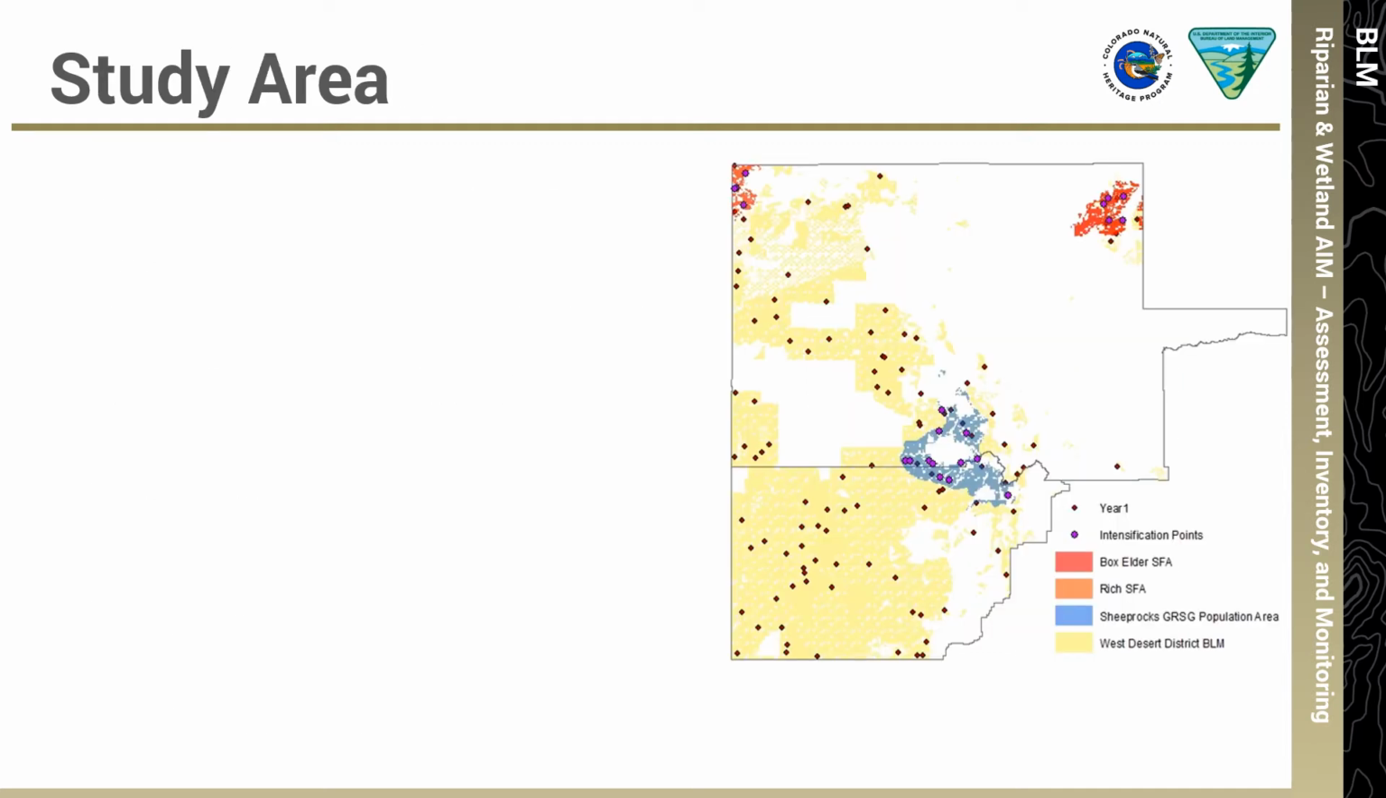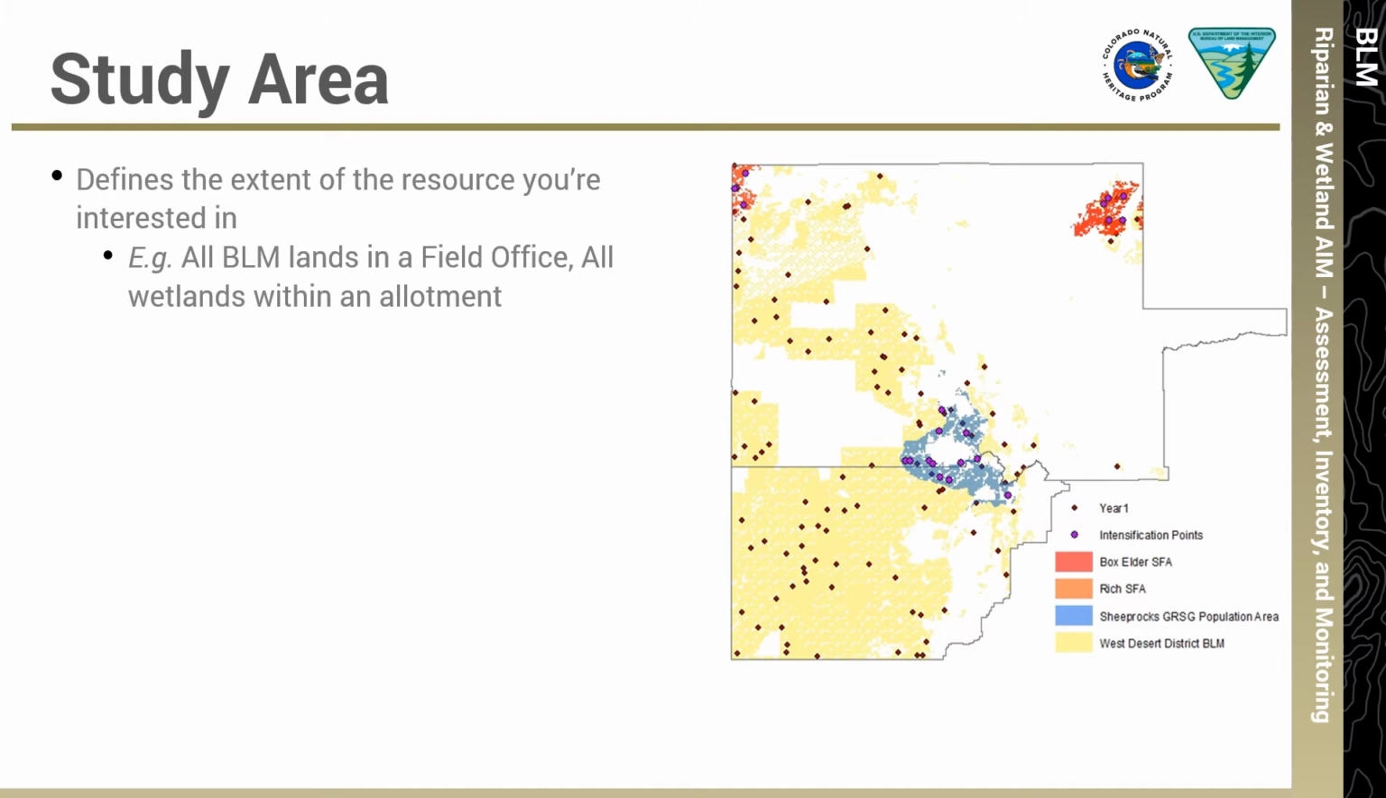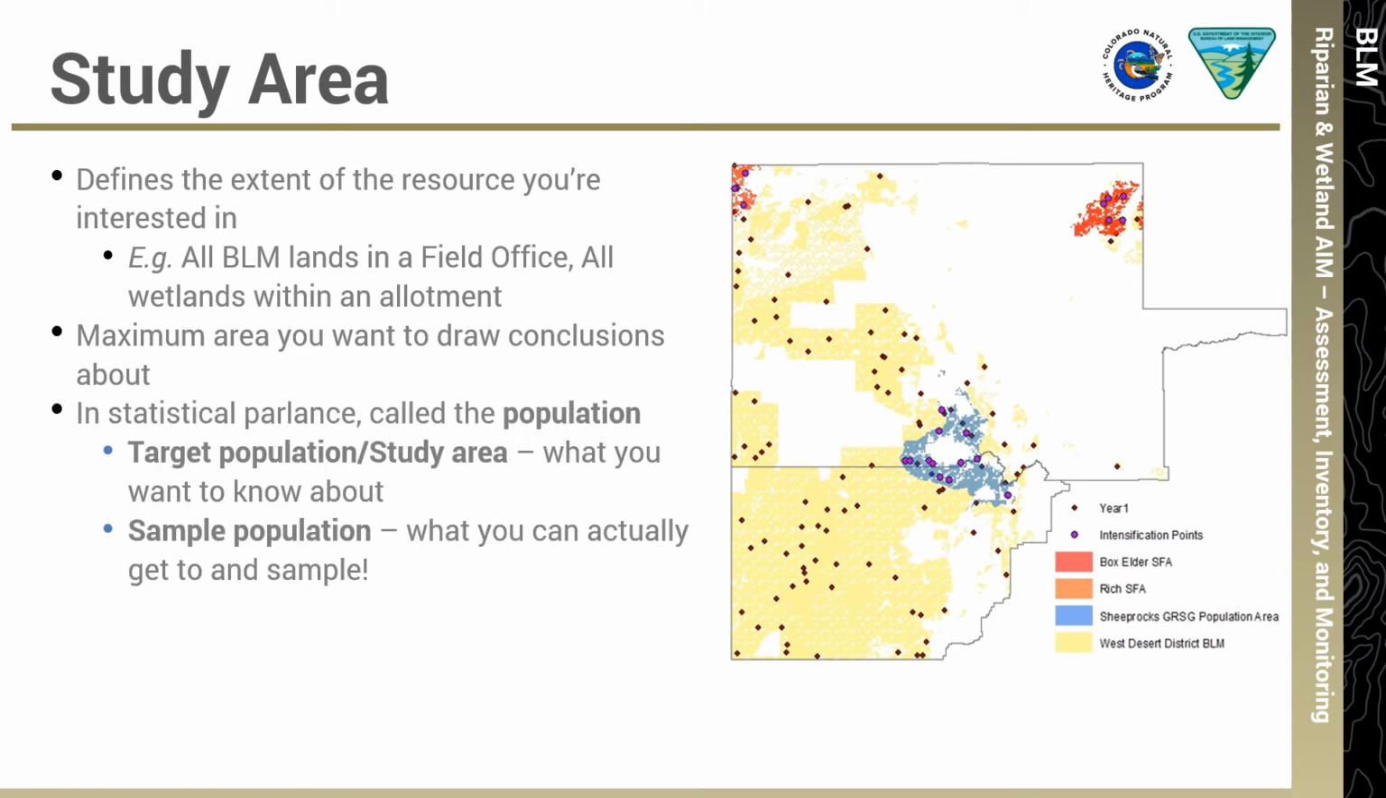The study area defines the extent of the resource you're interested in. For example, the study area could be all BLM lands in a field office or all wetlands within an allotment. The study area is the maximum area you want to draw conclusions for or make inference about. In statistical parlance, the study area is called the population. The target population or study area is what you want to know about, or what you want to make inference to. The sample population is what you actually get to and sample. So the sample population is your population of sample points that you plan to visit and collect data.